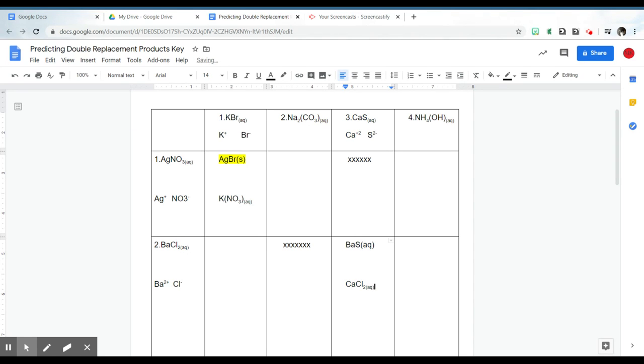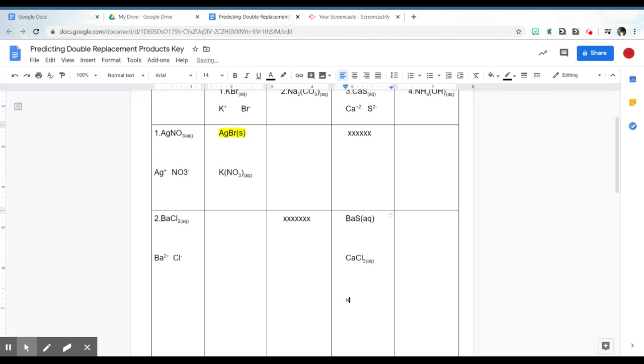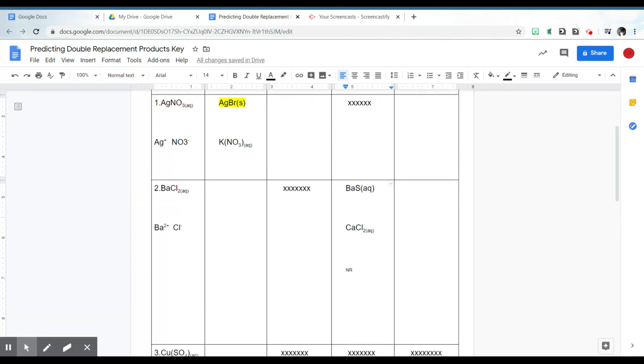So now I have two soluble compounds. What does that mean? That means I have a no reaction. They'll both stay dissolved in water. It'll look like nothing happened.